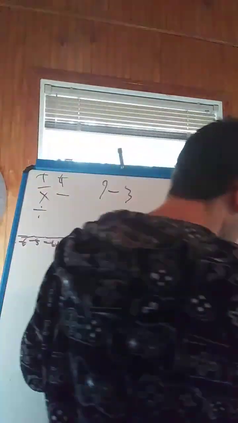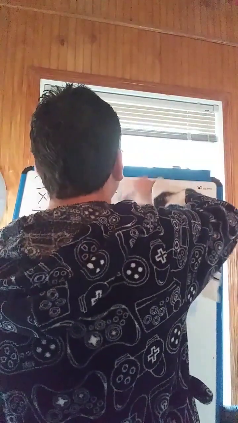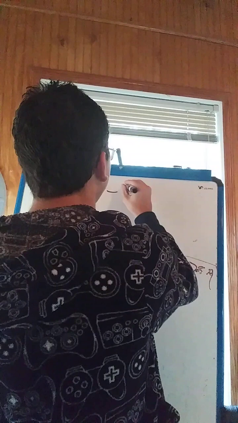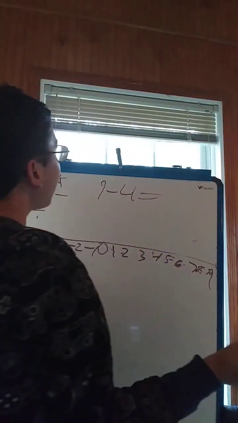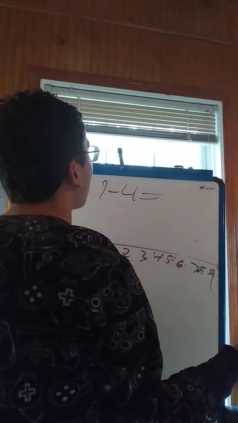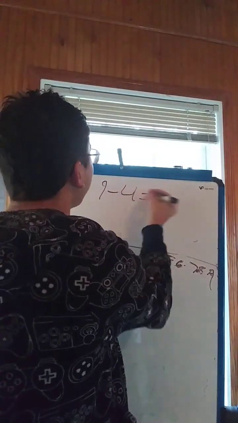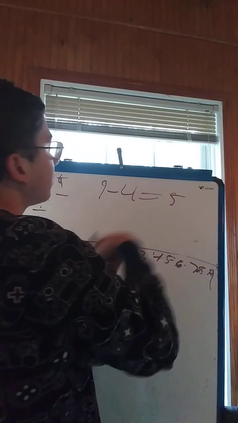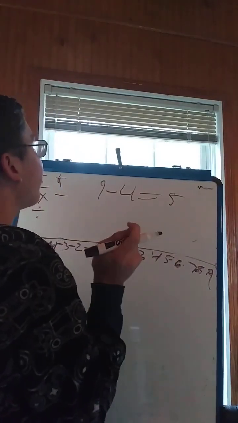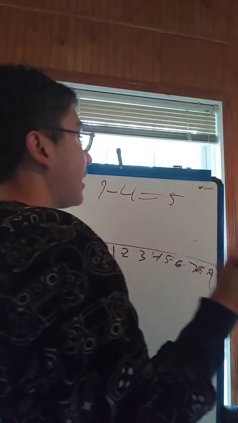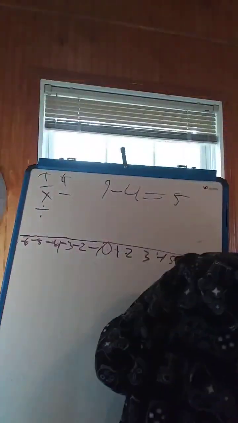Let's do another number. I feel like I use 3 a lot. Let's do 9 minus 4 equals. Okay, you just solve it like a normal problem. 9, 8, 7, 6, 5. That's not the right answer for that.